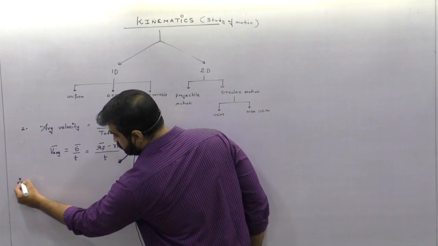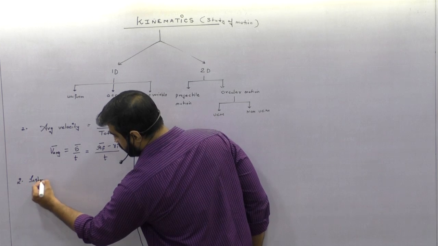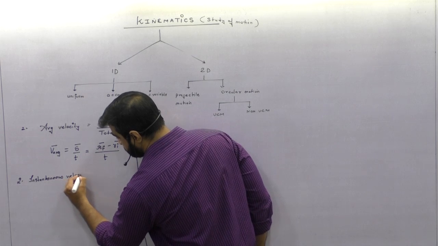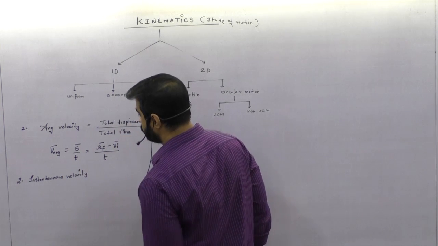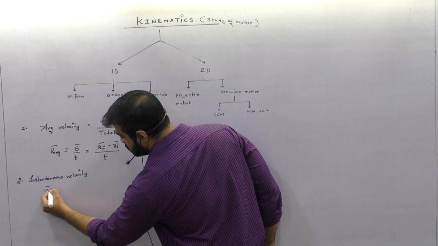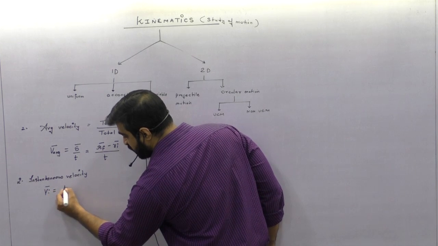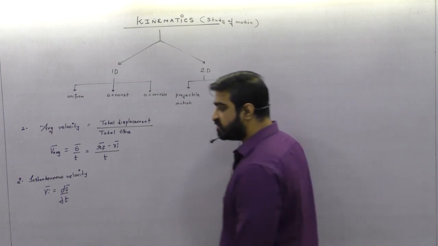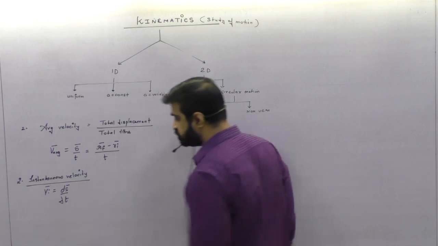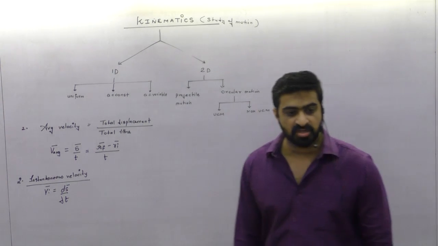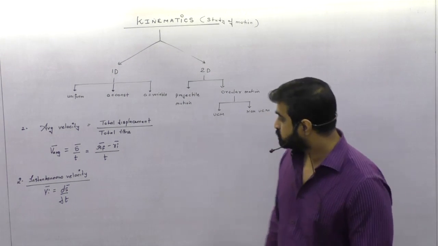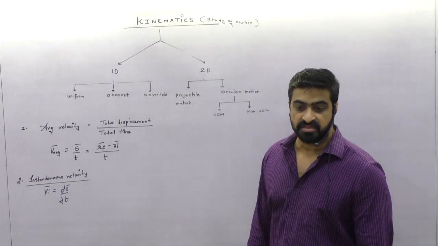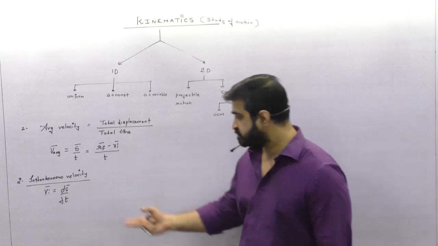Then we have instantaneous velocity. That is V I bar, which will be ds bar by dt. It is the rate of change of displacement with respect to time. Instantaneous velocity is defined as the velocity at that instant. A particle was possessing velocity of 20 meter per second at time equal to 3 seconds. So how much is the instantaneous velocity? 20 only.